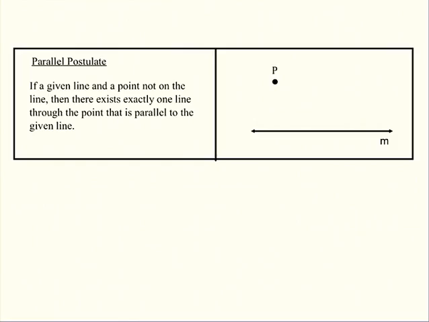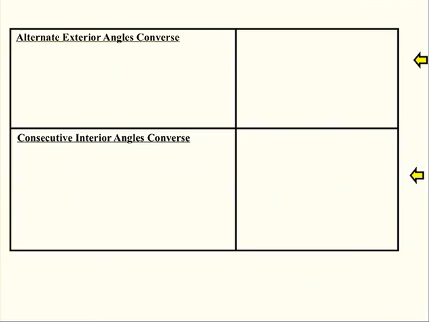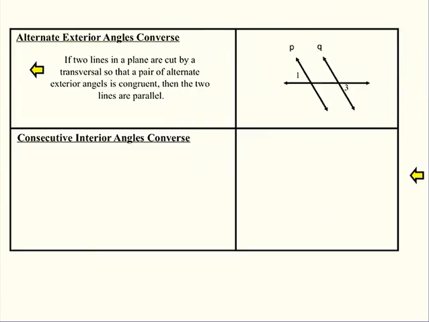Let's take a look at our next postulate. So if given a line and a point not on the line, then there exists exactly one line through that point that is parallel to the given line. So that would be this guy right here. So this line that I just drew is the only line that is parallel to M and still goes through point P. So there's only going to be one of those. Okay? So now let's take a look at some other theorems. Again, I can talk a lot faster than you can write, so make sure you're taking the time to pause the video if need be, okay?